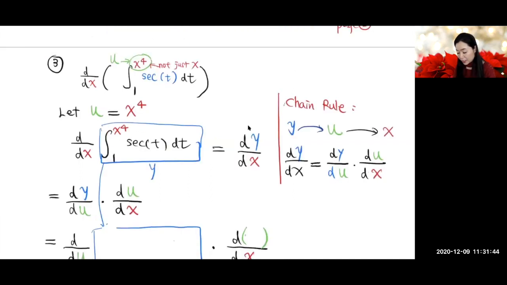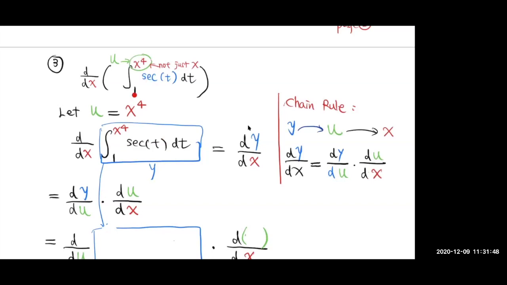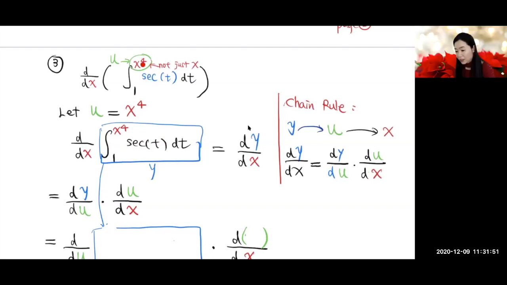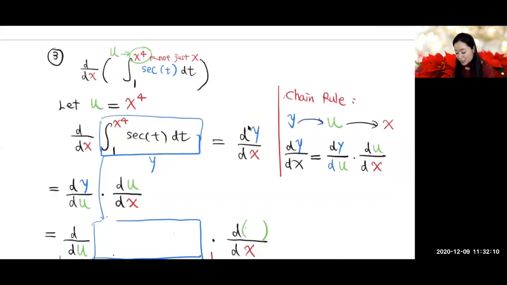This function over here is the integral of this function from 1 to x to the 4th power. Notice that it's not just x. Later on we differentiate this with respect to x. What do you think it's going to end up with? You can take a guess. Well, let's investigate this. This is not just x.